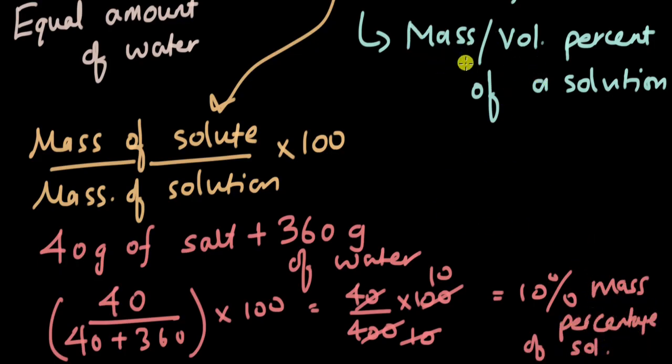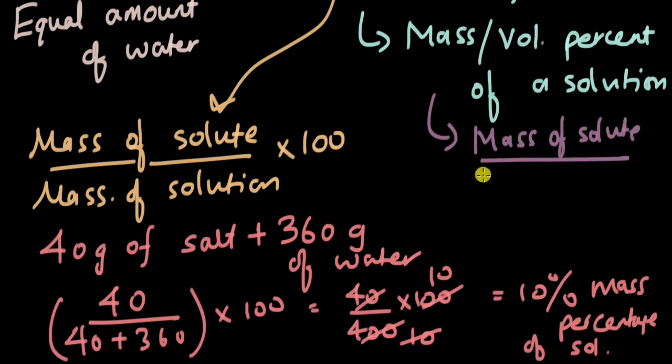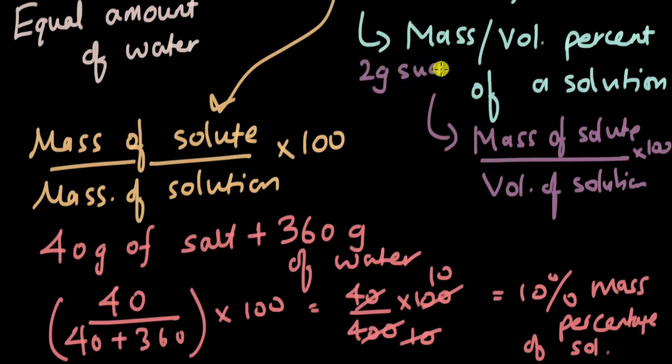Now let's look at the second way of describing concentration of a solution, that is mass by volume percent of a solution. For this one, we can calculate it by using this relation, which is mass of solute divided by volume of solution, into 100. And we can take an example. Let's say we have a solution with 2 grams of sucrose, and we are mixing it in 200 ml water. 200 ml water, that's the volume.